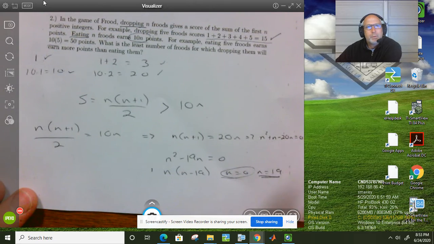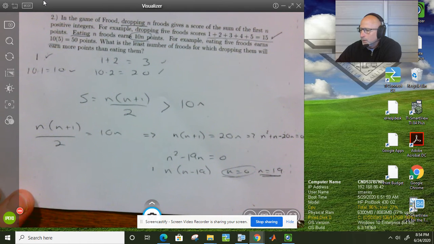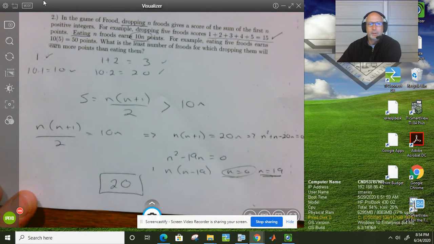Okay, so we've dropped 19 fruits and we've eaten 19 fruits. But we want to know when it's going to be more than it. Because 19 is when it's equal to it, you have to go one more than that. And the answer is 20.